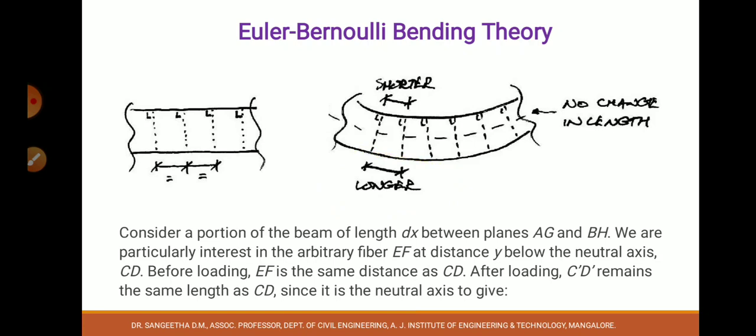Consider a portion of the beam of length dx between the planes AG and PH. We are particularly interested in the arbitrary fiber EF at a distance y below the neutral axis CD. Before loading, EF is the same length as CD. After loading, it becomes C dash D dash.